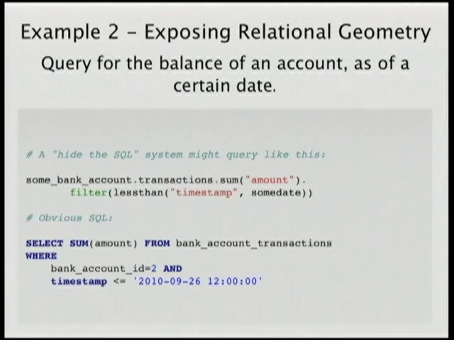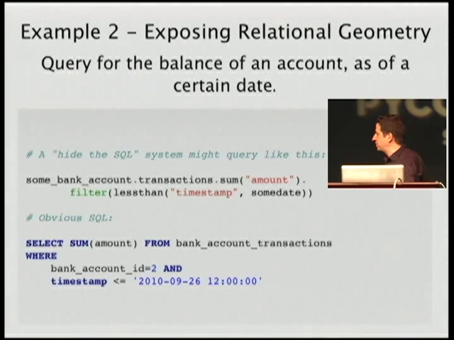So that's the polymorphic association, and that's SQLAlchemy's take on that kind of thing. And then the second example is exposing relational geometry. What we're going to talk about here is how we do queries with the ORM.